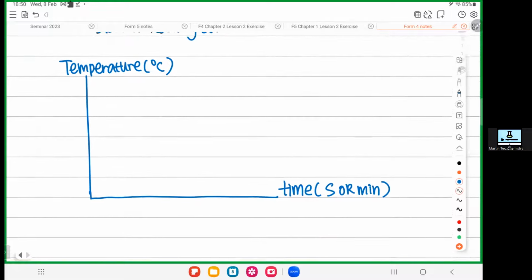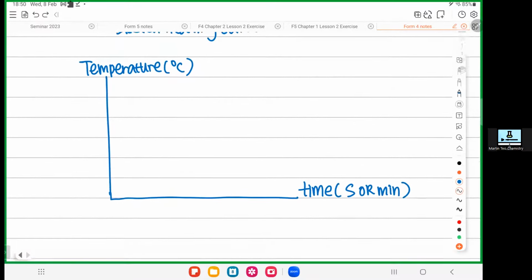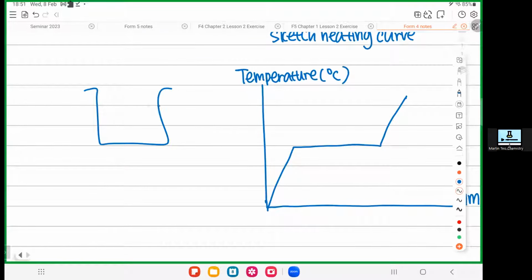Okay, so now, when you sketch the heating curve, many people start the heating curve from here. They say, oh, Mr. Martin said heating curve is a staircase going up like this. Okay, so this is wrong. Why? Heating curve, the temperature cannot start from here. This is temperature 0. No, when you first heat a substance, you start from what? Let's say today you have a cup, inside got a substance. When you heat the substance, what is the starting temperature you heat?